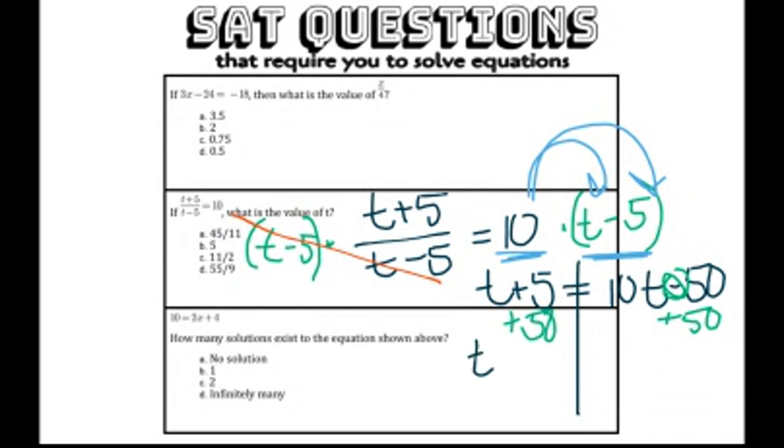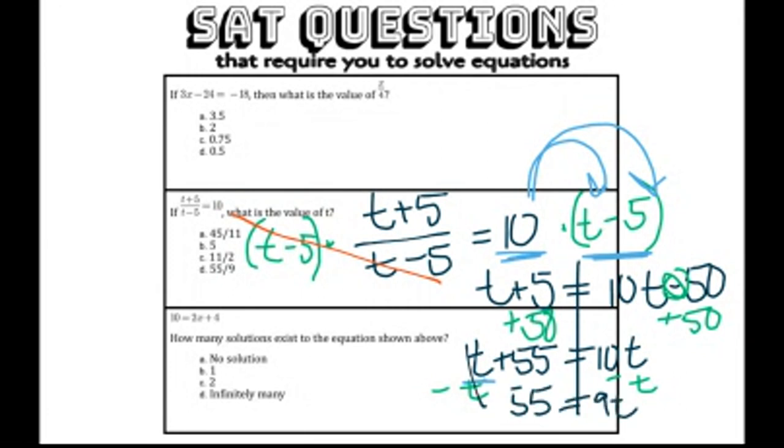And so I get t plus 55 equals 10t. Now I know that I want to get this t over on the other side. Since it is positive, I'm going to subtract t on both sides. And I end up getting 55 equals 9t. And then my very last step is to divide by 9 on both sides.